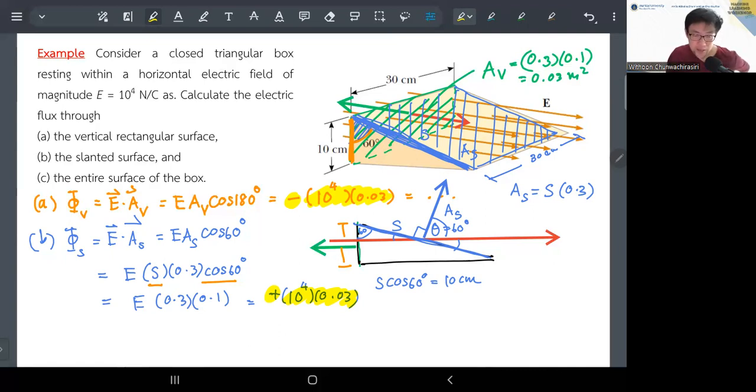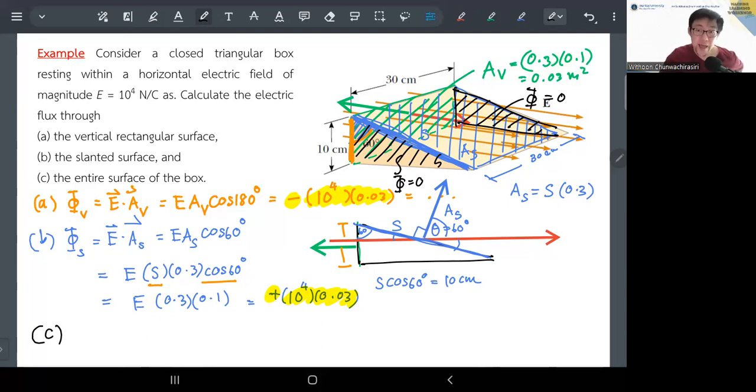It's been shown here that whatever flux enters in part A equals the amount of flux exiting in part B. And now, if you lead to part C, what is the flux for the entire surface of the box? It's no big deal because the flux on the front surface is 0. Same thing with the flux on the back surface, which is also 0, because the electric field does not penetrate the front and back side surfaces at all. So you can say that the net flux is zero.